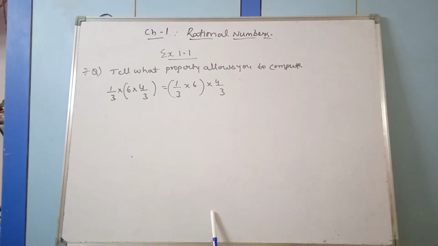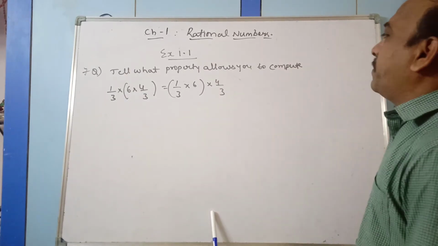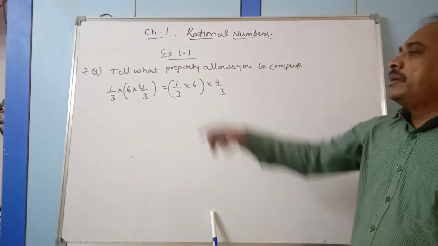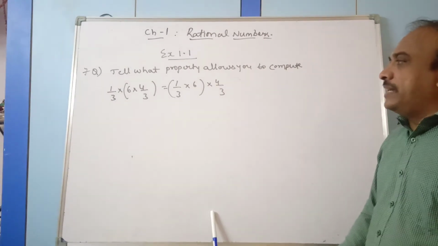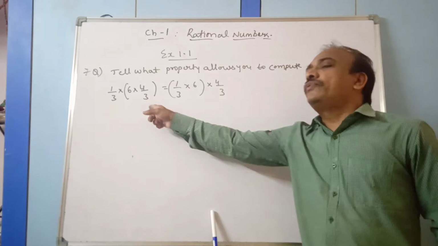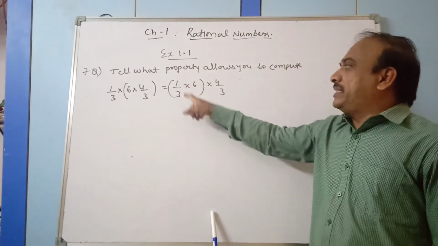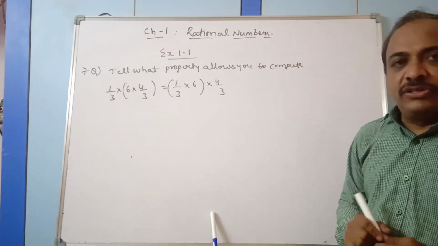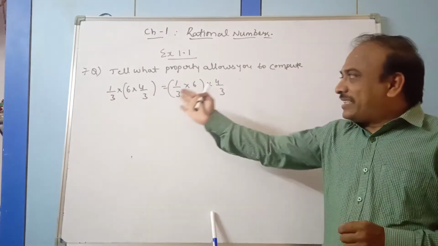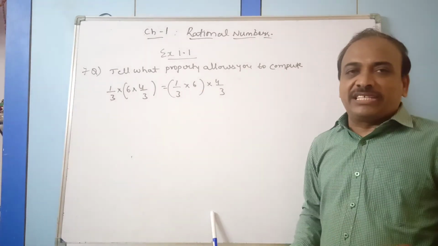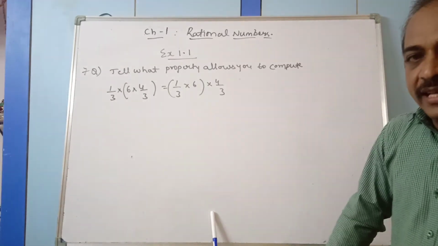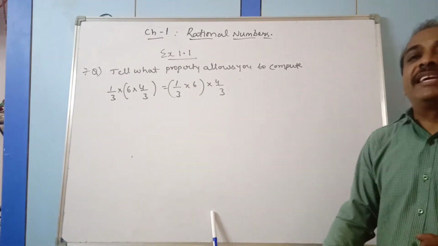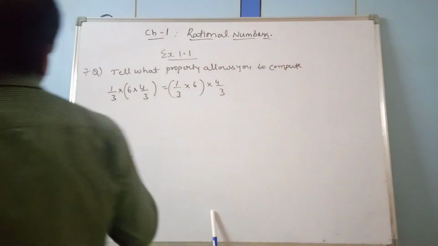Now we see the next question. Question number 7. Tell what property allows you to compute 1 by 3 into 6 into 4 by 3, bracket for 6 into 4 by 3, and here 1 by 3 into 6, bracket for 1 by 3 into 6, into 4 by 3. Can you say which property is this? Here 3 numbers are there, all are in the multiplication form. Yes, you are right, associative property under multiplication.